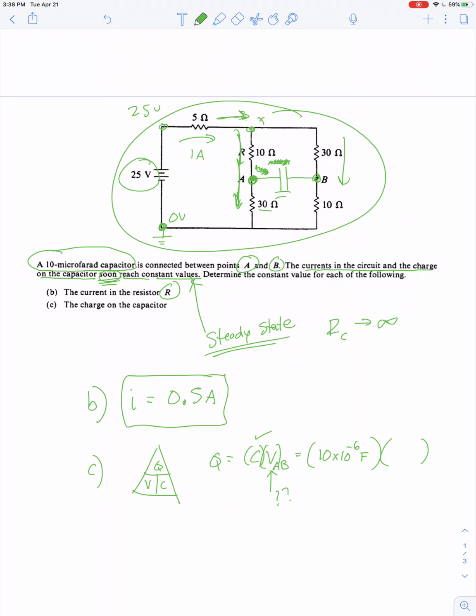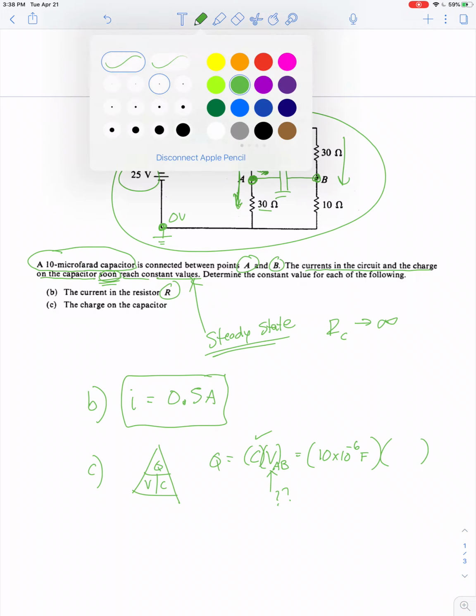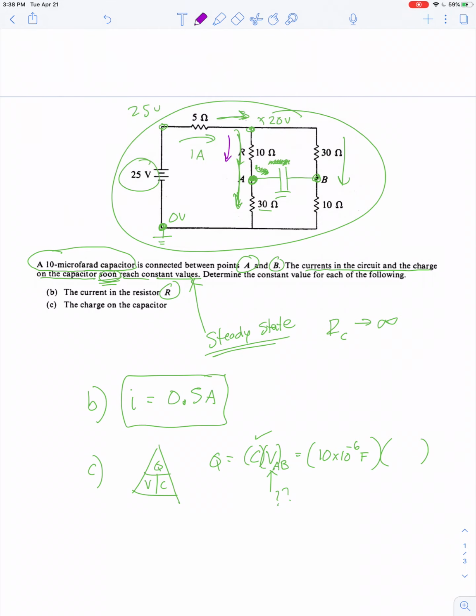This is still 1 amp. So point X is at an electric potential of 20 volts. And now half an amp is flowing through our 10 ohm resistor. Half an amp times 10 ohms, that's a drop of another 5 volts. So point A is at an electric potential of 15 volts.